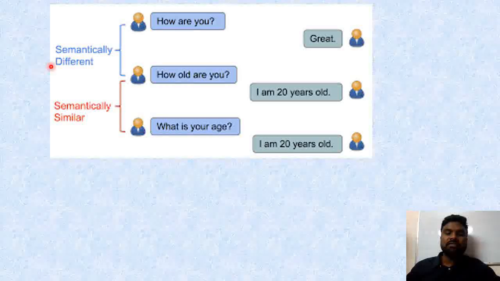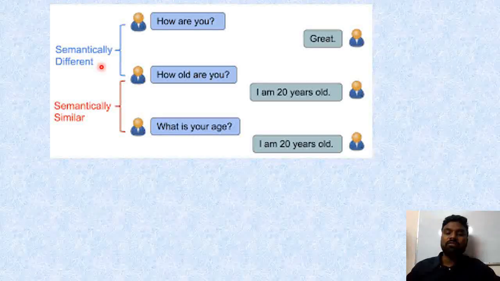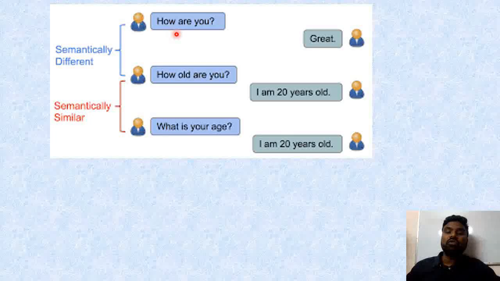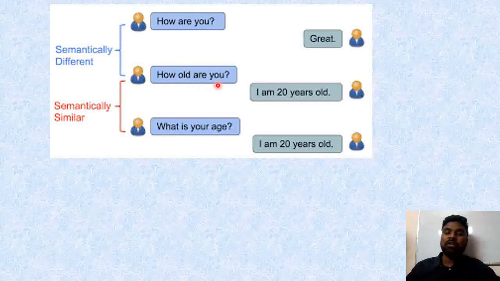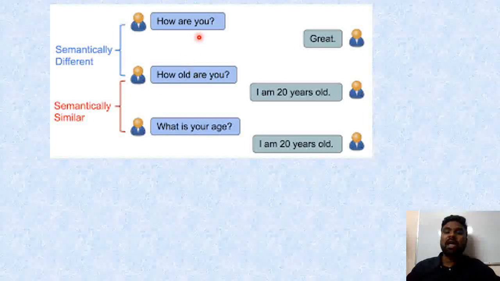So here we can see that there are two sentences which are having different semantics, or they are semantically different. Semantically different means उनके मीनिंग्स अलग अलग है. For example, here it is written how are you. Okay, so someone is answering that great, and again it has how old are you. So दोनों का मतलब अलग है. एक पूछ रहा है आप कैसे हैं और एक पूछ रहा है आपका एज पूछ रहा है. Okay, so these two are semantically different and even they are syntactically different.